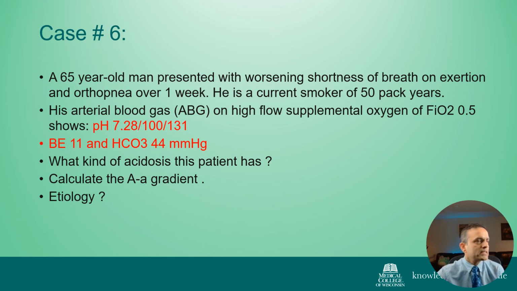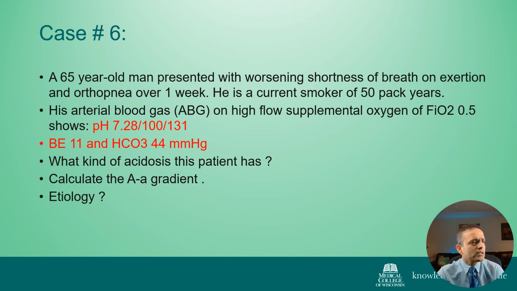So let's solve case number 6. A 65 male presented with worsening shortness of breath on exertion and orthopnea over 1 week, current smoker. ABG on high flow supplemental oxygen with FiO2 of 50%. So remember, a formula is going to be different here, and this is the ABG number. Base excess 11, bicarbonate 44. What kind of acidosis does the patient have? Calculate the AA gradient and what is the etiology. So let's solve this together.